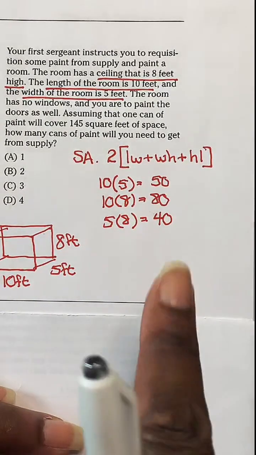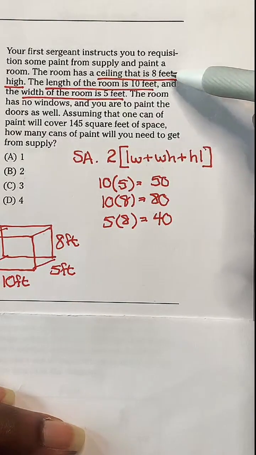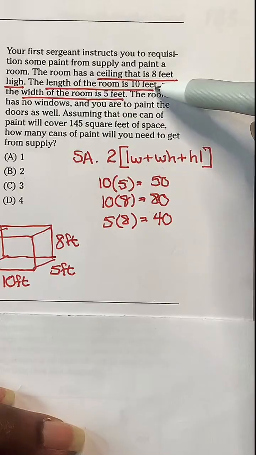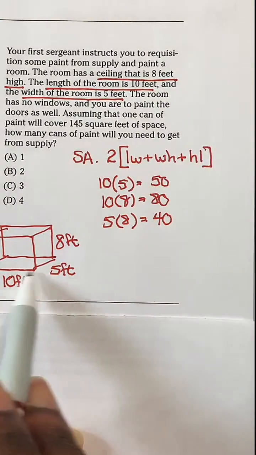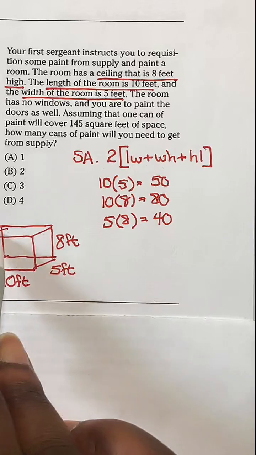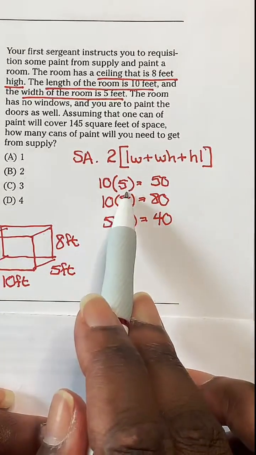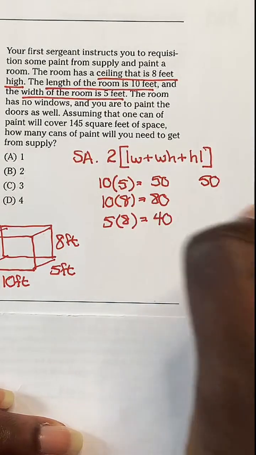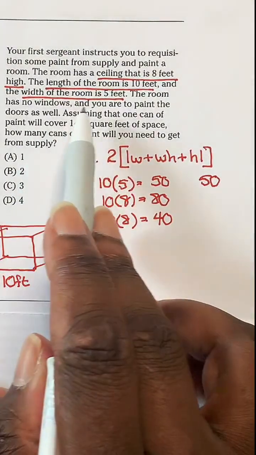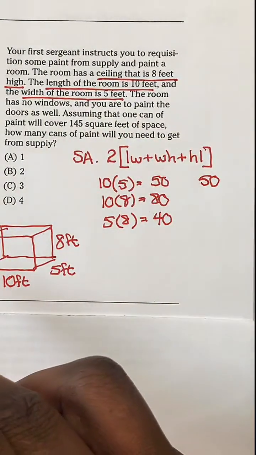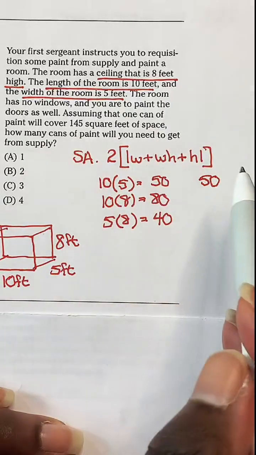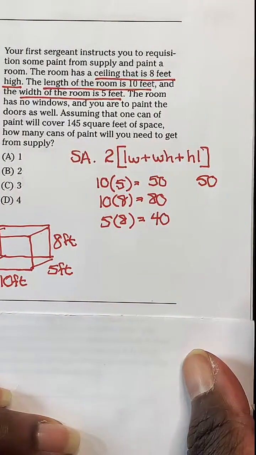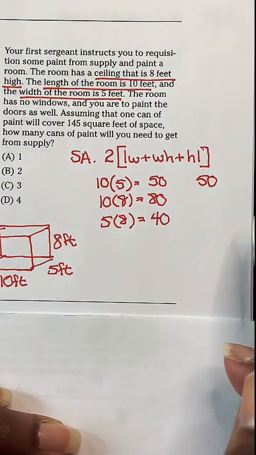But here's the thing. We have the ceiling. We have the length of the room. If I do one of them, they're not doing the ceiling and the floor. They're just doing the ceiling. So that 10 times 5, I'm only going to use that bad boy once, because we're only doing the ceiling. They didn't say we're going to be doing the floor. Okay? So you're painting the doors as well. So we're not doing the tops and the bottoms. There's no floor. We're just doing the ceiling.